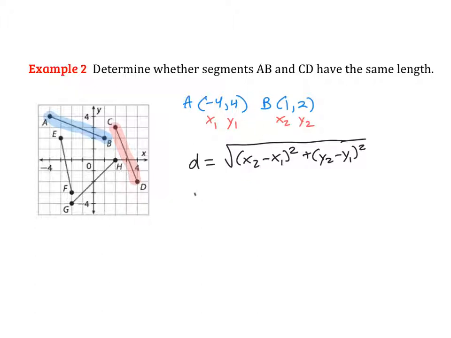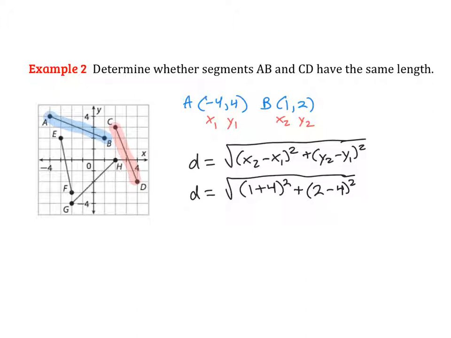Okay, so we have D equals the square root of x2, which is 1, minus x1, which is -4. Since I'm doing minus a negative, I'm actually going to add. So again, minus -4 is really +4. And then we're going to square that, plus y2, which is 2, minus y1, which is 4. And then we're going to square that as well.